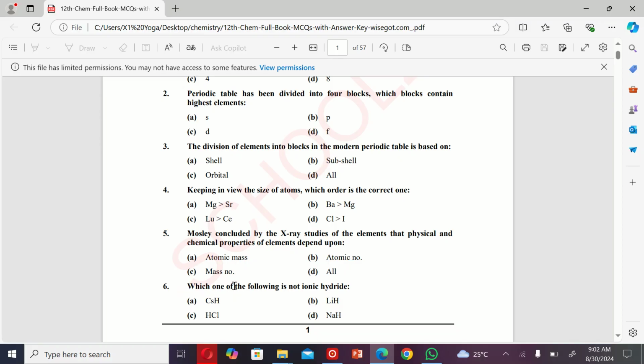The next MCQ is: which one of the following is not an ionic hydride? A, CsH, B, LiH, C, HCl, and D, NaH. So the correct option is C.